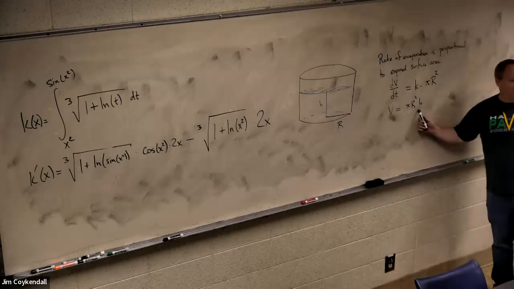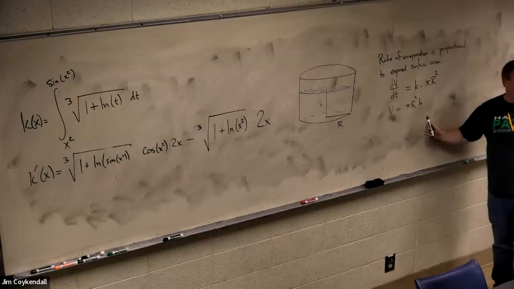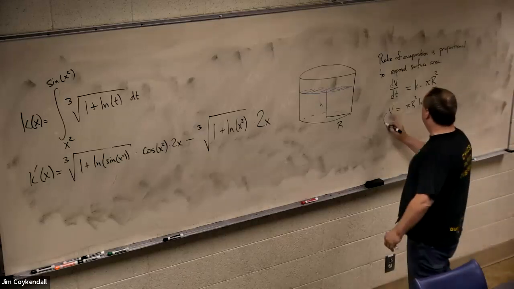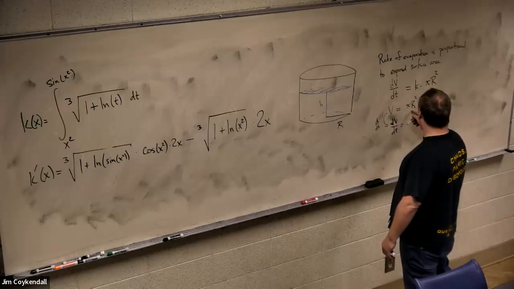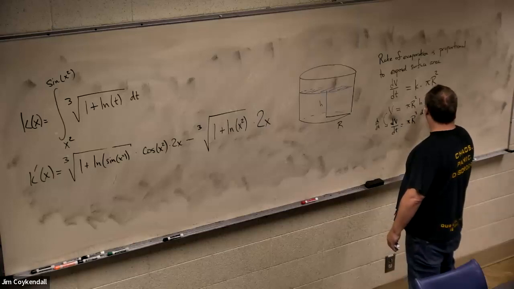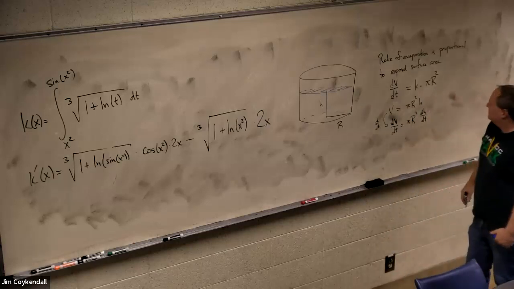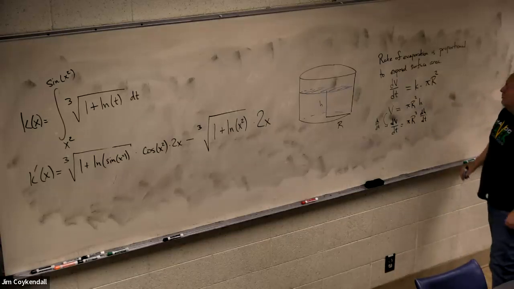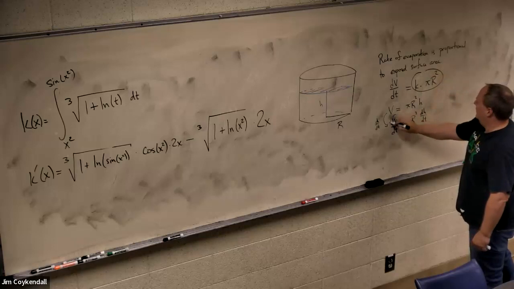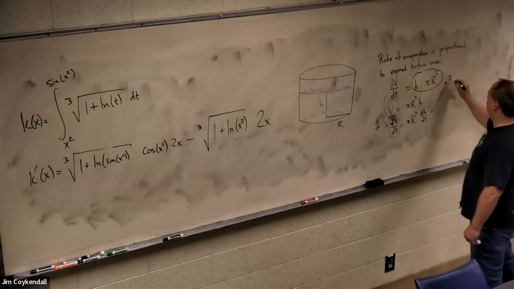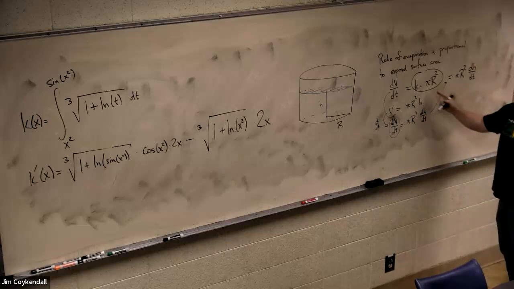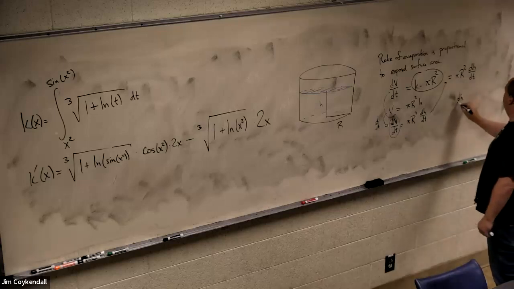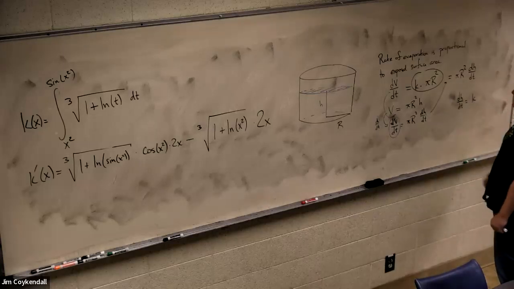Now notice lots of letters here, but the only thing that varies during this problem is the h. The height's going down. The pi and the r stay the same. So take a derivative of this again, and I get dV/dt is pi r squared times dh/dt. Right. So this thing is equal to... the squares cancel, and I get dh/dt is k.